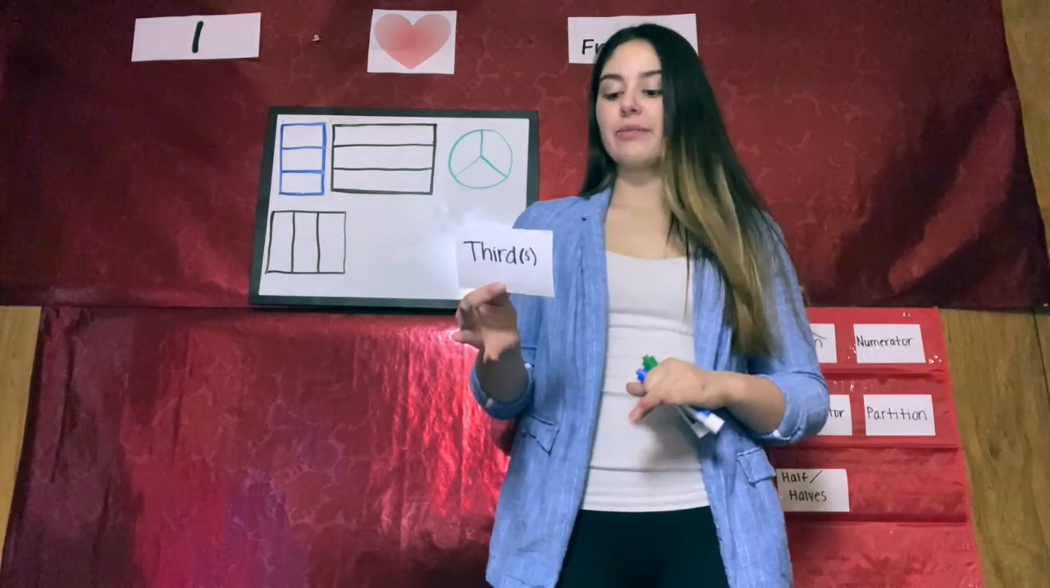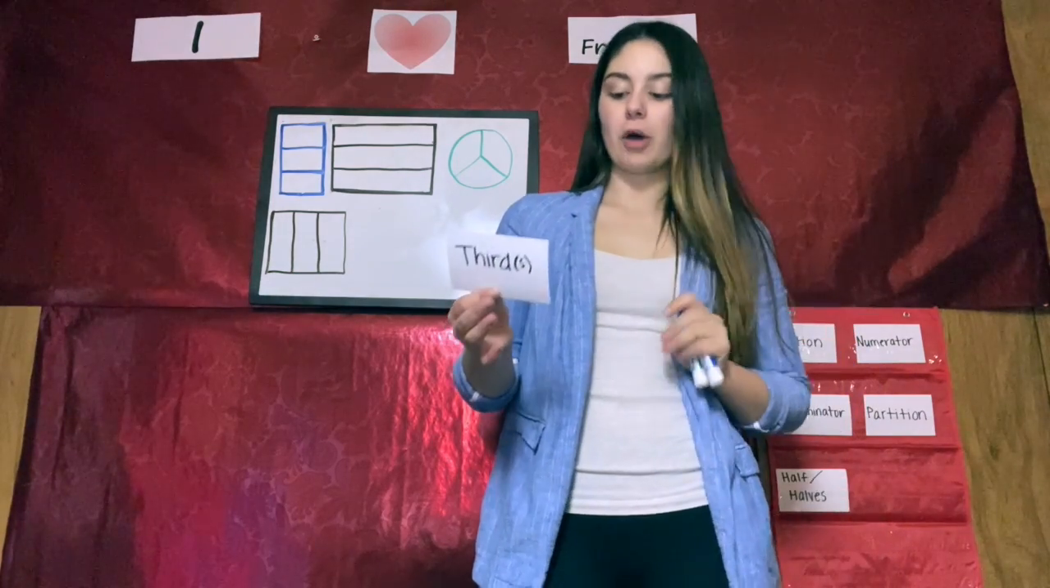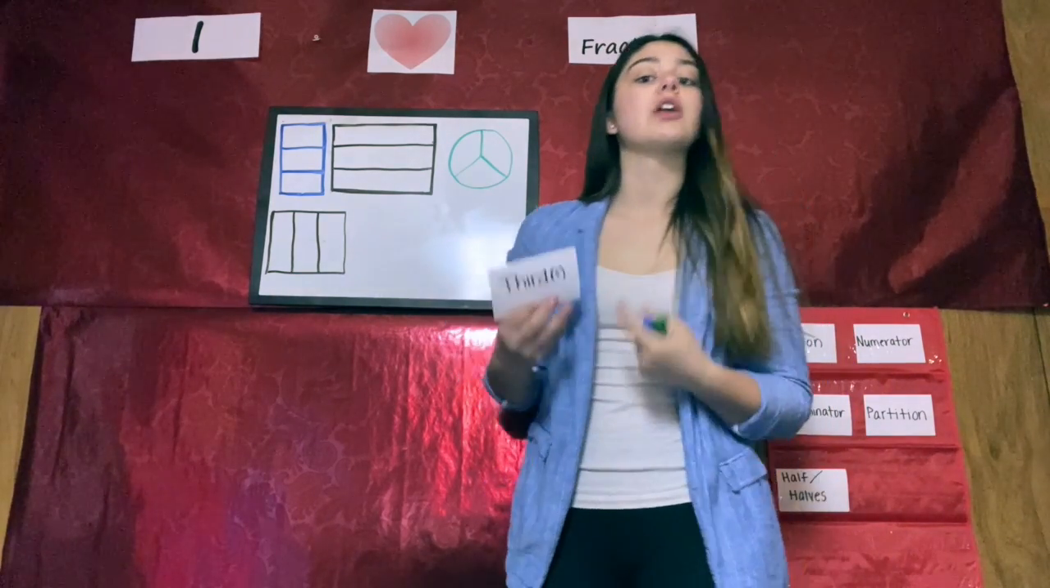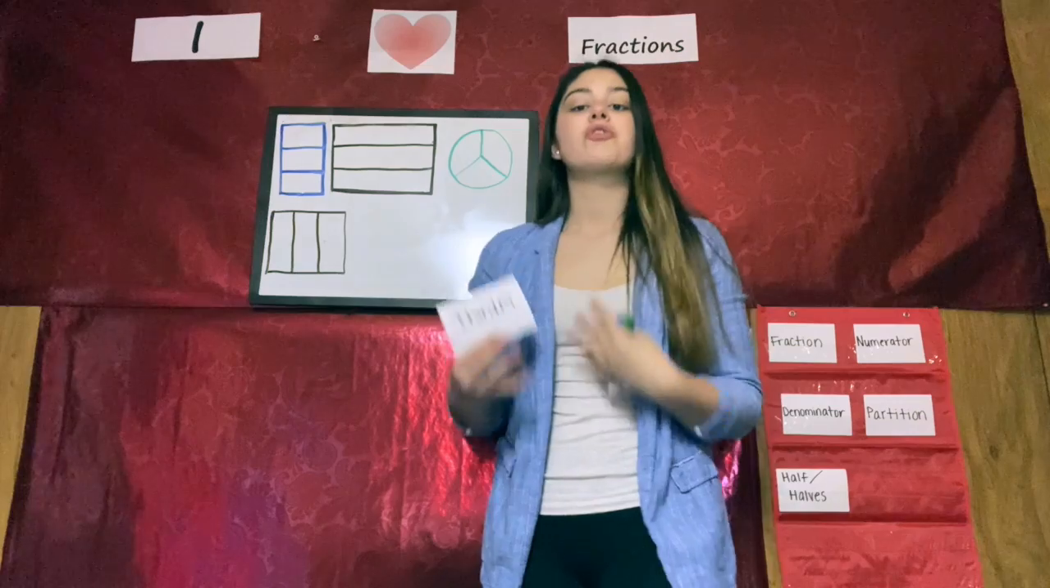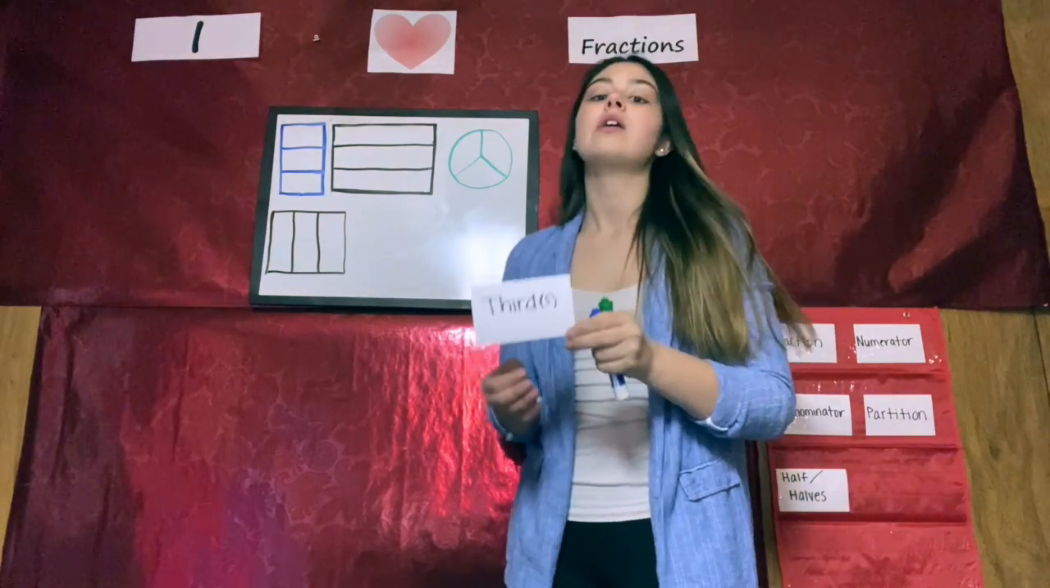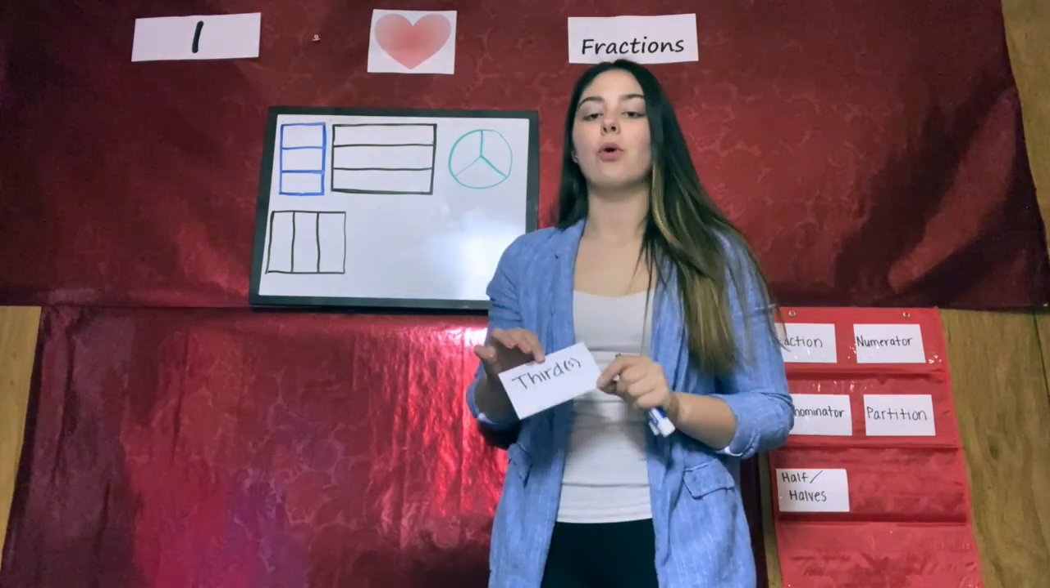If the whole is divided into 3 equal parts, each part is called a third. You can create thirds by partitioning a whole into 3 equal parts.